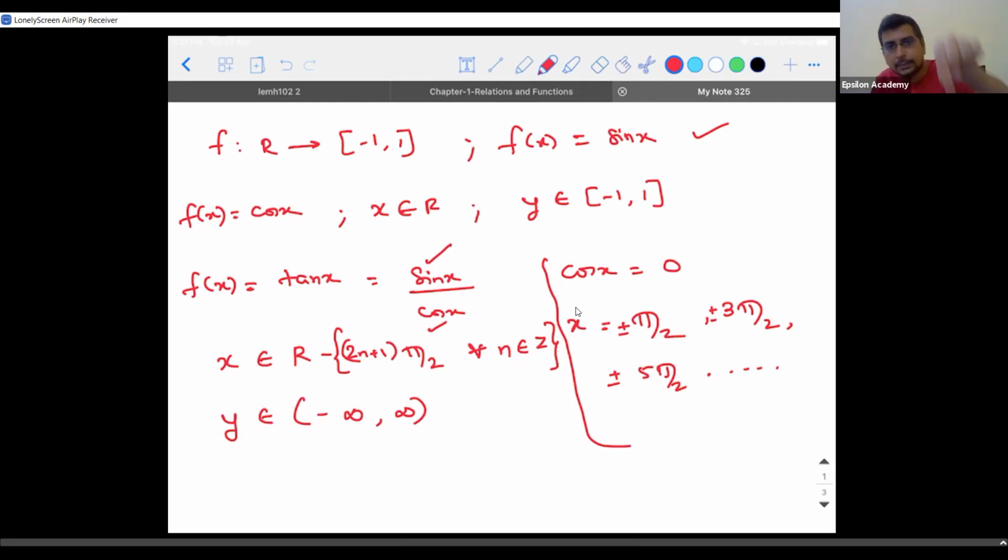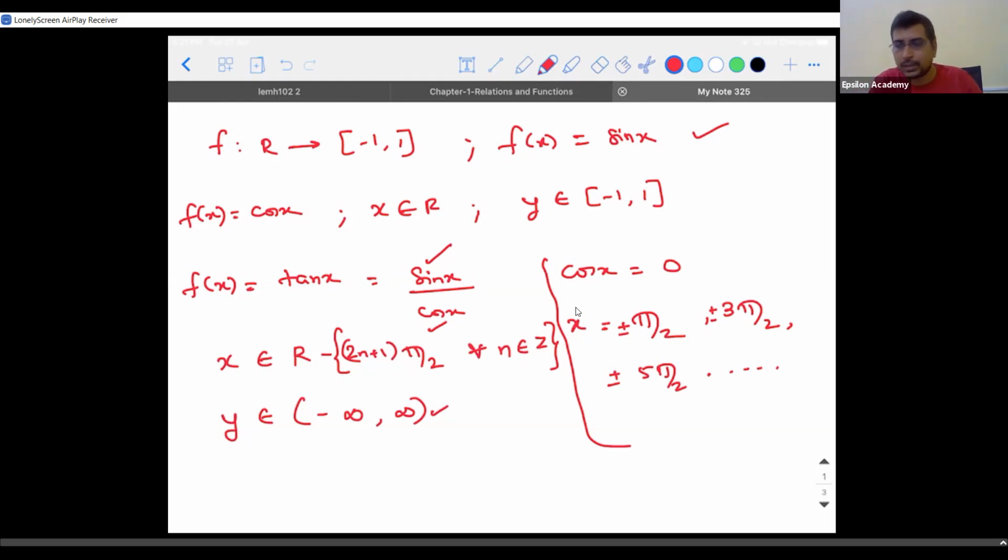Correct? Because tan pi by 2 will give you infinity, which is not included. Pi by 2 is not included in the domain, hence it is not included in the range also. Tan of minus pi by 2 will generate minus infinity. Minus pi by 2 is not included in the domain, hence not included in the range. Are you guys able to visualize this?